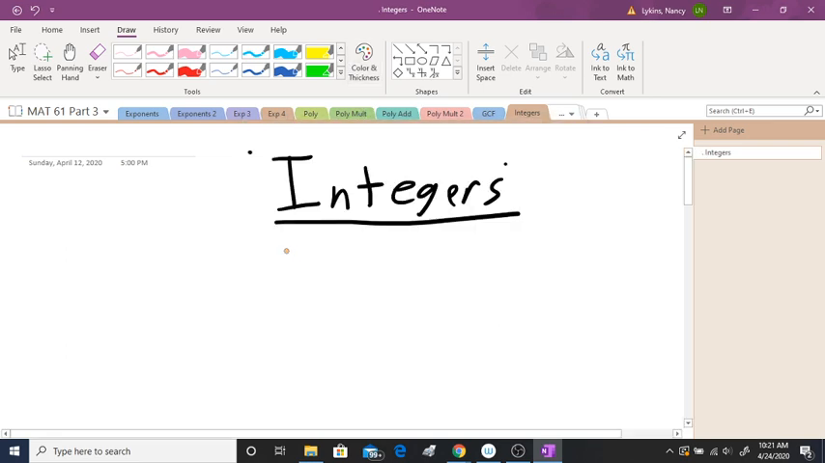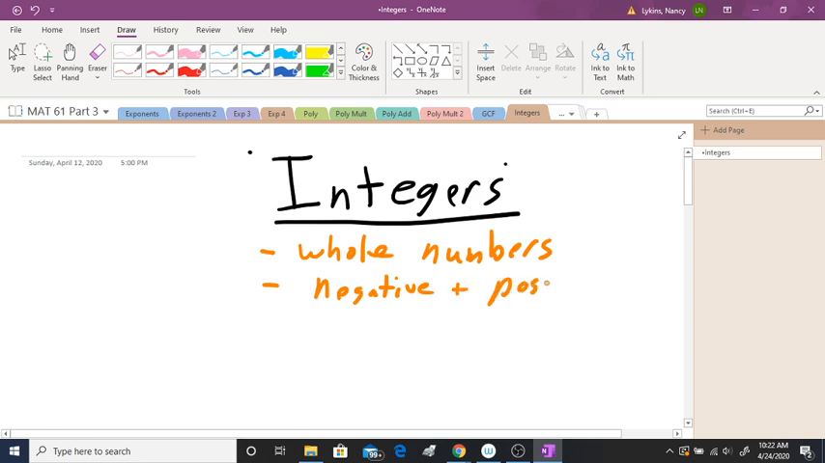Integers, think of whole numbers, okay? And they can be negative. So they are negative and positive and also zero.